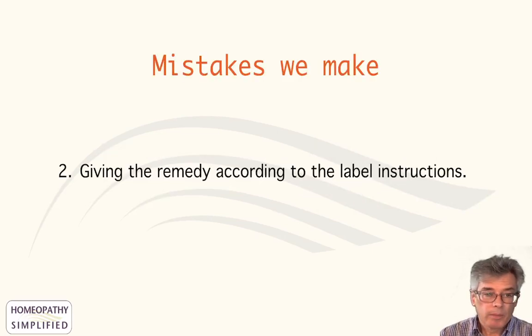Now, the second most important mistake we make in homeopathy, and I'm going to spend a bit more time on this, is when we give the remedy according to the label instructions. So I know that in Canada, for example, there's a company, in fact, all the homeopathic companies, but the main one being Boiron. It's a French company. And Boiron has instructions on their bottles of granules of the remedy. And they say to take 5 globules 3 times a day.